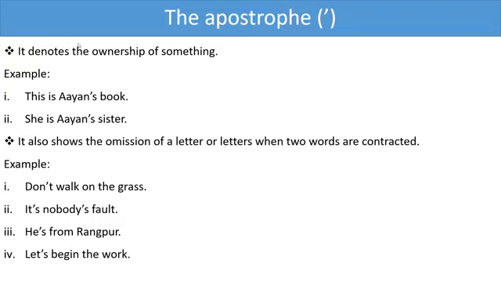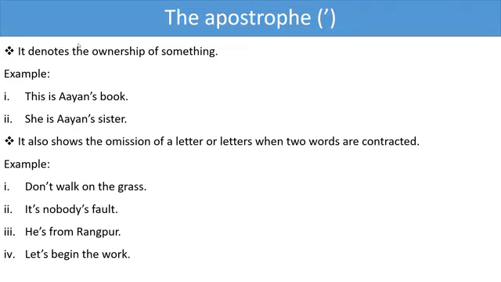Now the apostrophe. Apostrophe denotes the ownership of something. Example, this is Ayan's book. We use an apostrophe S to mean that this is the book of Ayan. We have written this is Ayan's book, book of Ayan. So this apostrophe S denotes the ownership of Ayan. She is Ayan's sister. It also shows the omission of a letter or letters when two words are contracted.